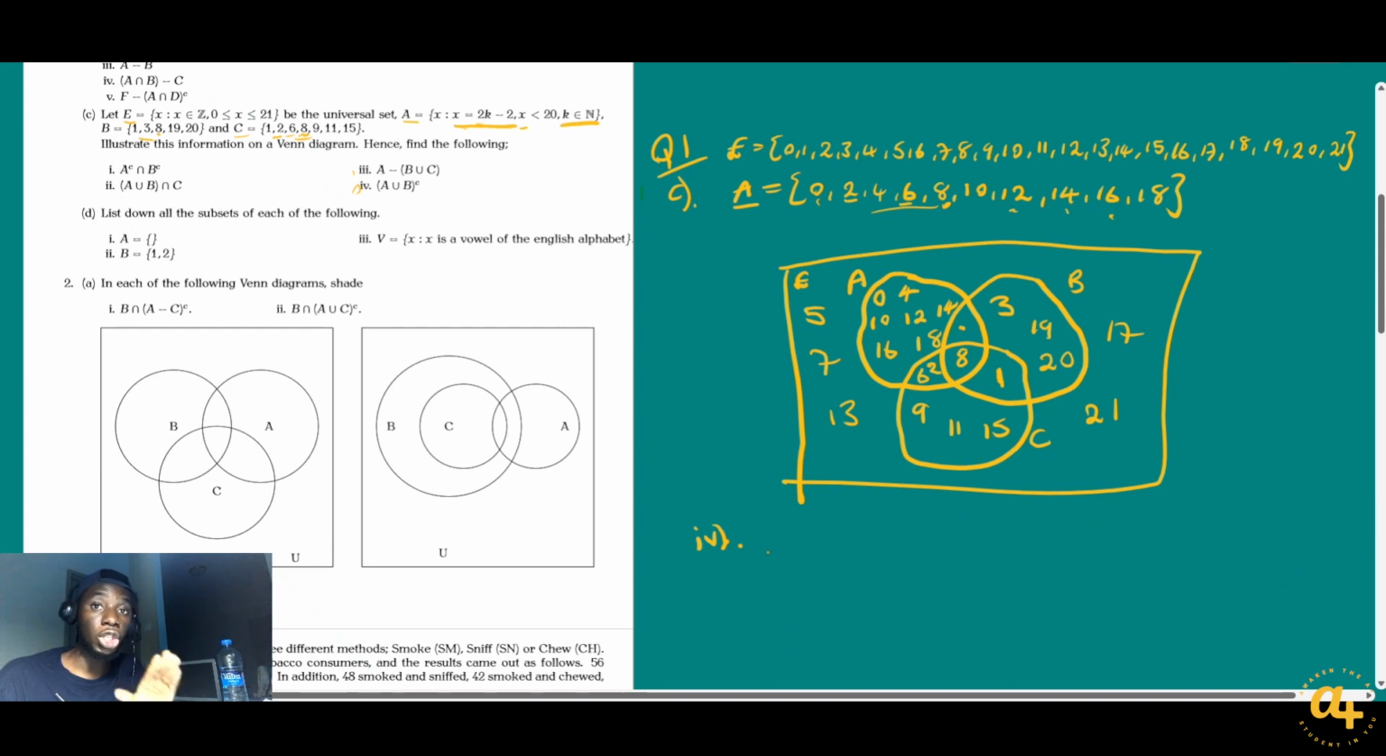So now we're going to move on to Roman numeral 4 of part C. And what does it require us to find? It requires us to find the set A union B complement. So this is what we are required to find.